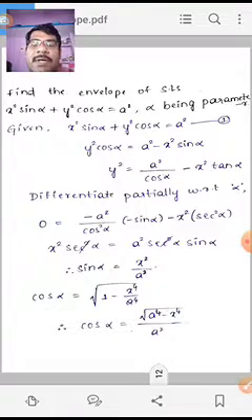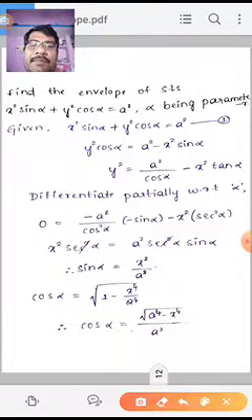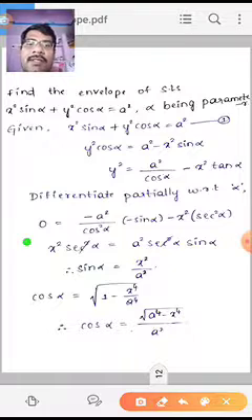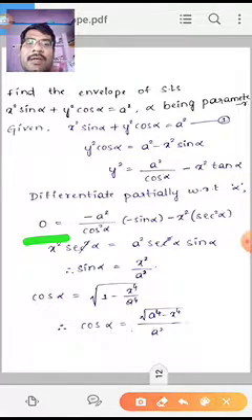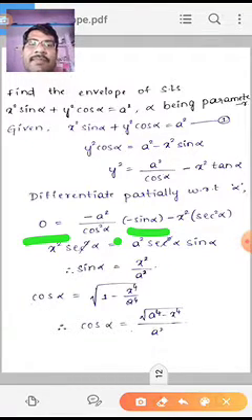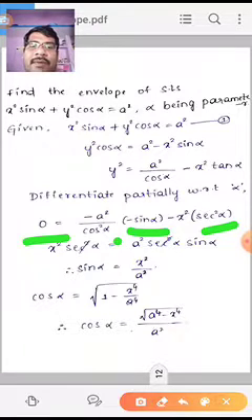Here differentiate partially with respect to alpha. Here this left hand side is 0. Here a square by derivative of cos alpha, 1 by cos alpha is minus 1 by cos square alpha. Derivative of cos alpha is minus sin alpha, minus x square, tan alpha derivative is secant square alpha. I have to simplify it. Here that is equal to sin alpha is equal to x square by a square.